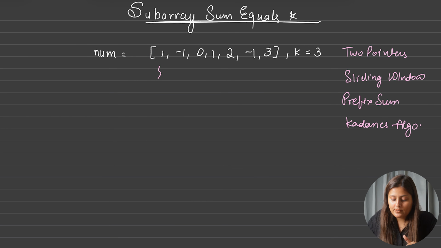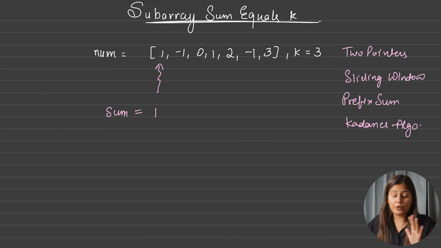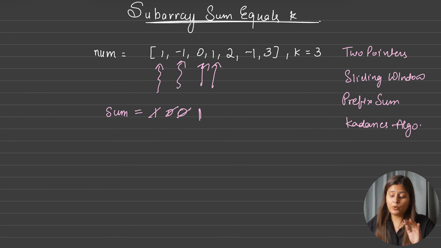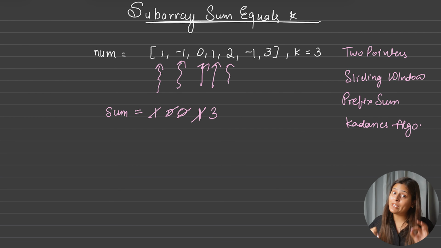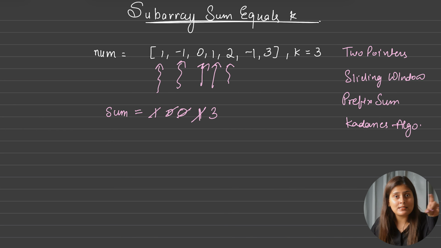So we will calculate this. Suppose in the sum variable we will count this one value. So now we will check, is this equal to 3? No, it is not. Next time we will add -1 also, so it will become 0. Is this equal to 3? No, it is not. So next time we will add this 0. Still it is 0. No, it is not. Next time we will add this 1. Now it will become 1. Is it equal to 3? No, it is not. Again we will add this 2, and now it will become 3. And now we can say yes, it is a valid subarray. But wait, it is a valid subarray.